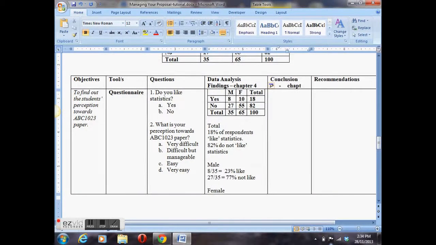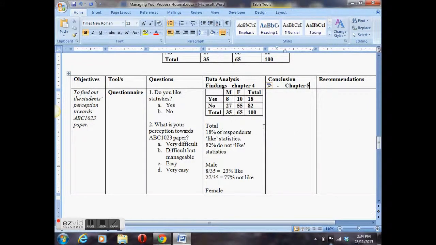Okay, they are in chapter 5, these two parts. But the order would be, you have the data first. Based on the data, you conclude. Based on the conclusion, you recommend. Alright? Okay. So conclusion here.